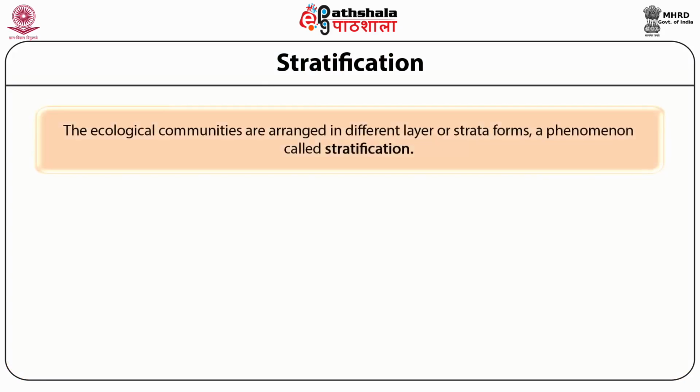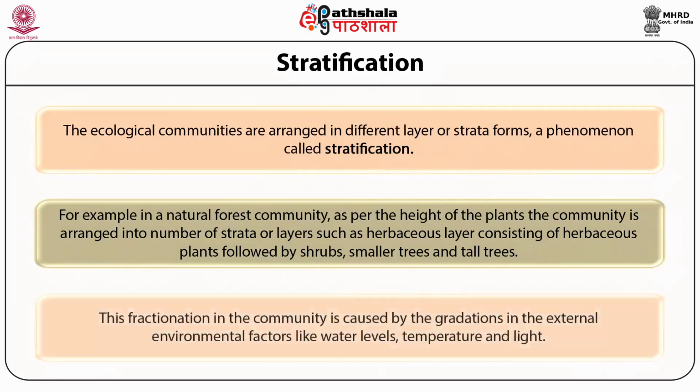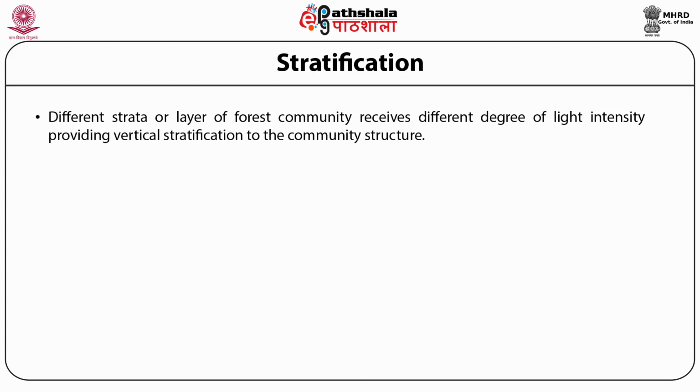Stratification. The ecological communities are arranged in different layers or strata, a phenomenon called stratification. For example, in a natural forest community, as per the height of the plants, the community is arranged into a number of strata or layers such as a herbaceous layer consisting of herbaceous plants, followed by shrubs, smaller trees and tall trees. These fractions in the community are caused by the gradations in external environmental factors like water levels, temperature and light.